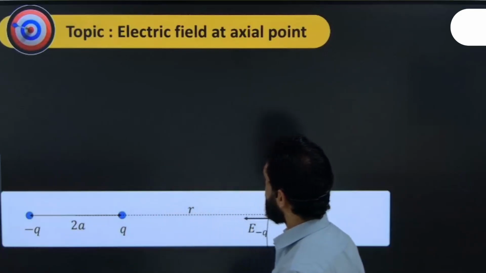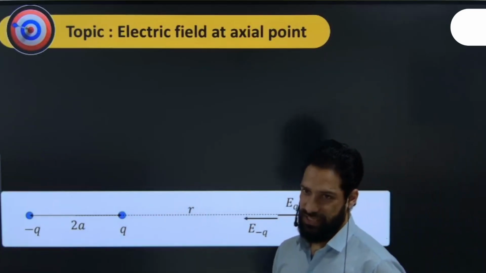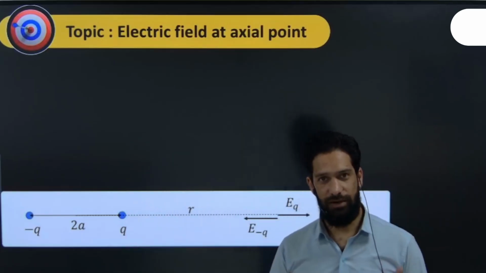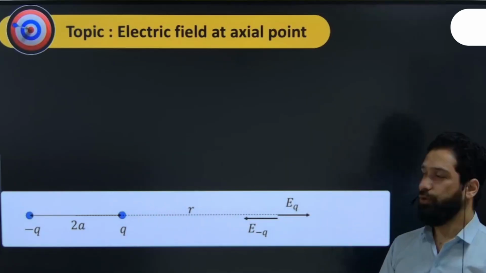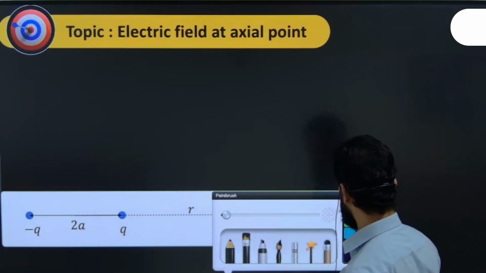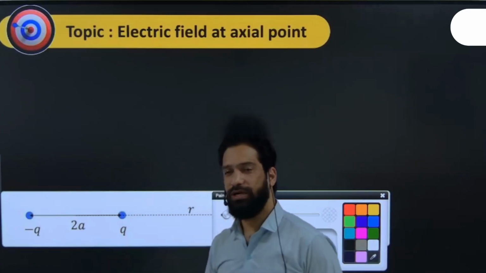Now we have one discussion on what is the electric field due to this dipole. We have a dipole, with equal and opposite charges, but what is the electric field due to this dipole at different locations? And here the discussion which we will be having is for short dipoles. I will tell you what a short dipole is.